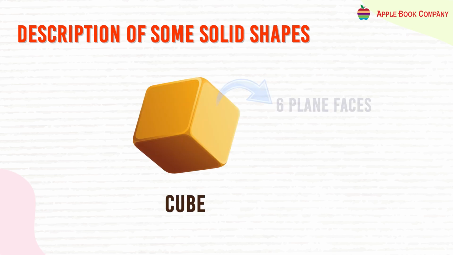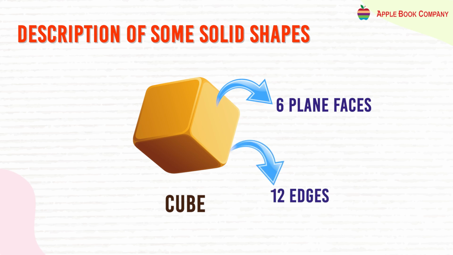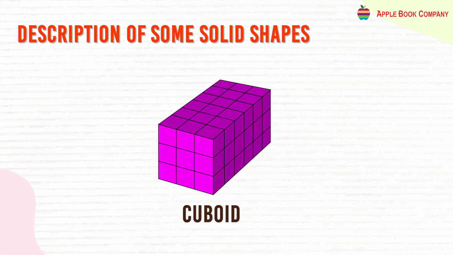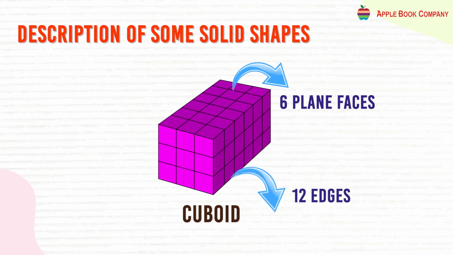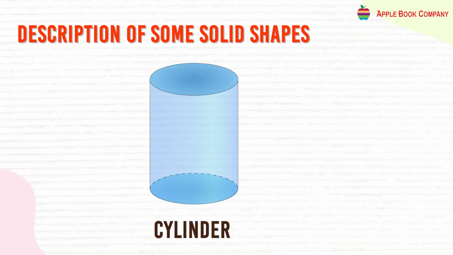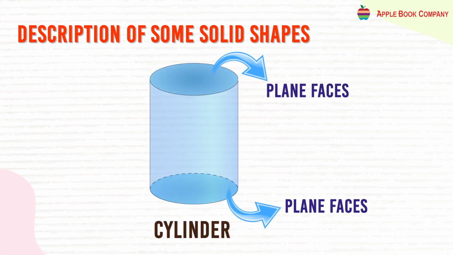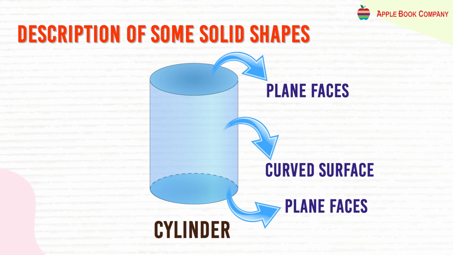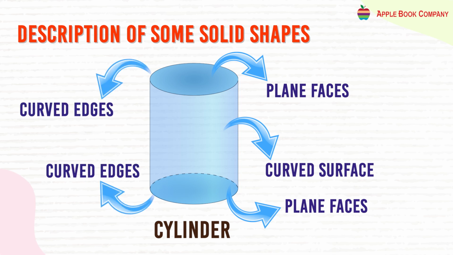Description of some solid shapes. Cube. It has 6 plane faces. All the faces are squares of equal size. It has 12 edges and 8 vertices. Cuboid. Cuboid has 6 plane faces. Opposite faces are of the same shape and edge. It has 12 edges and 8 vertices. Cylinder. It has 2 plane faces and 1 curved surface. It has no vertices. It has 2 curved edges.